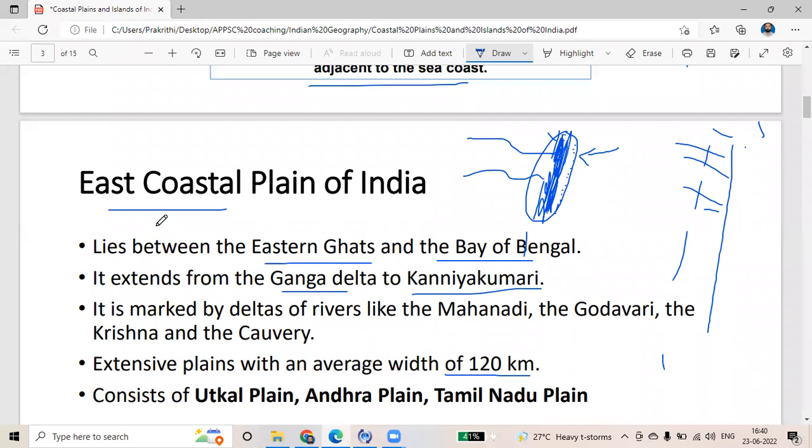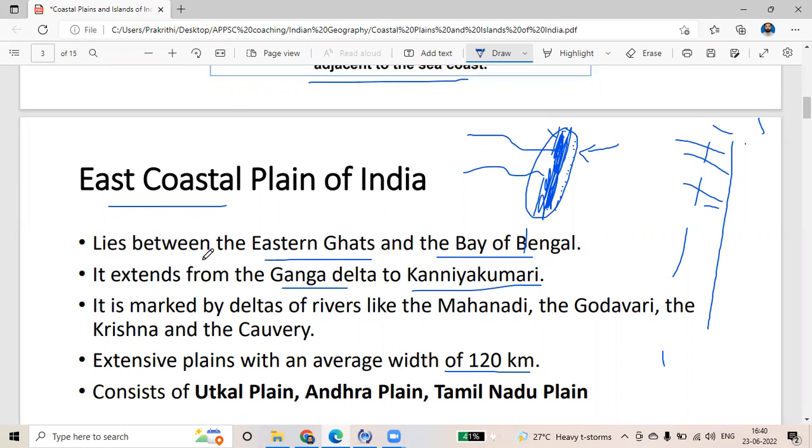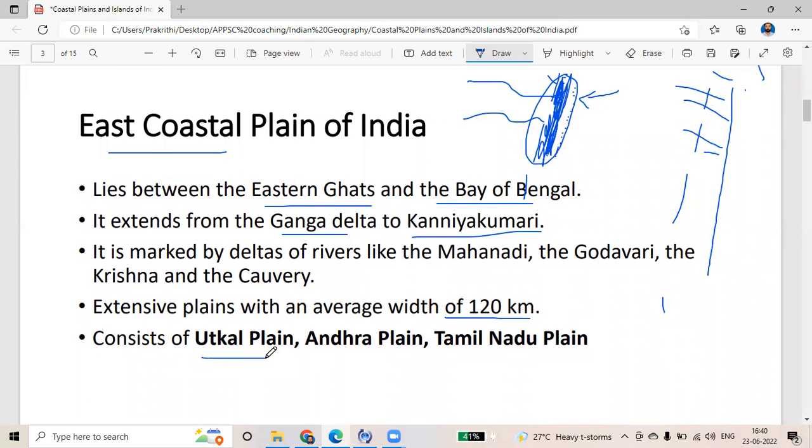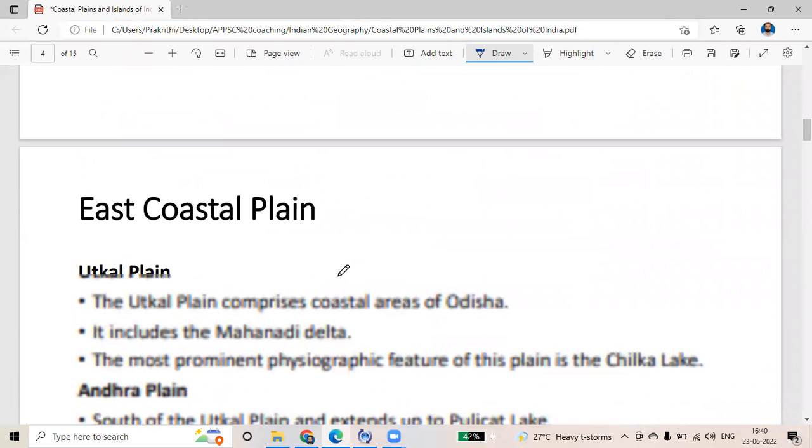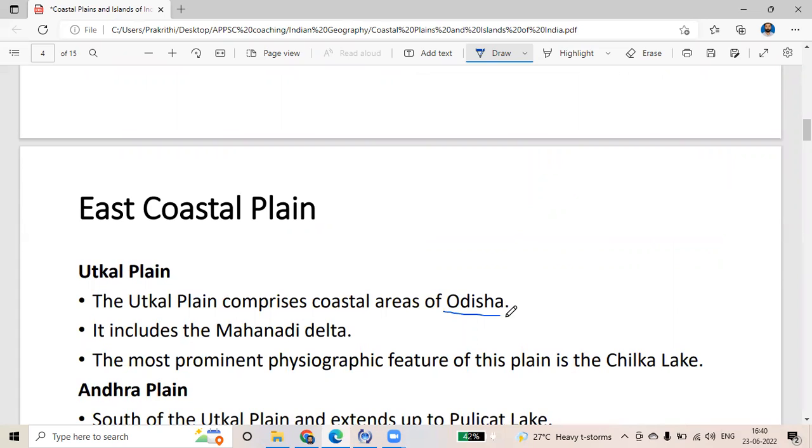This Eastern Coastal Plain is divided into mainly three subplanes or smaller plains. One is the Utkal Plain, then the Andhra Plain, and the Tamil Nadu plain or the Coromandel plain. These three are the important plains in the eastern coastal plains. The Utkal plain is actually in Odisha, earlier Orissa, now Odisha.